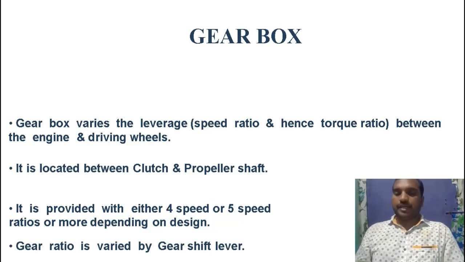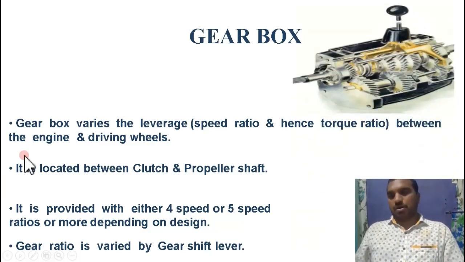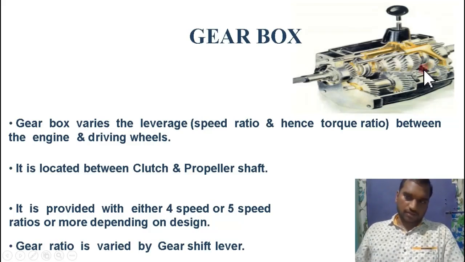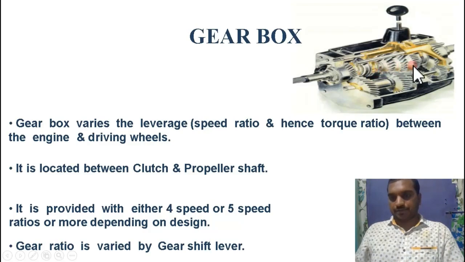So the gear ratio can be changed with the help of the gear shift lever. Now observe the diagram of the gearbox. This is the gearbox, which is a constant mesh gearbox. It is an advanced version of the sliding mesh gearbox. This is the gear shift lever. By changing this lever position, a particular gear ratio can be set.